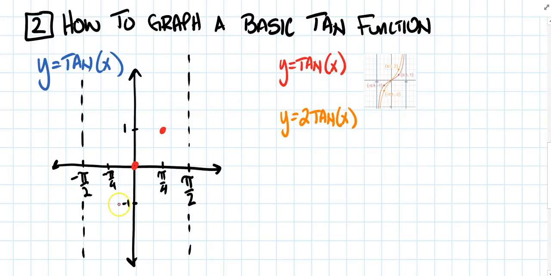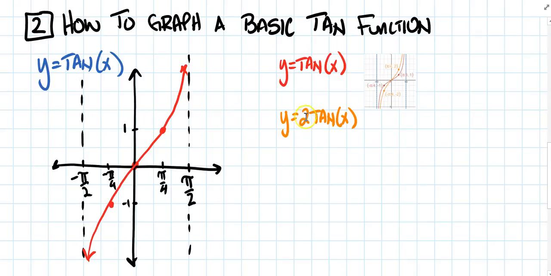So therefore, pi over 4, negative 1 would work. Now if I were to fill in all the points in between, I would have this beautiful little sketch that would look like this. So this is what we need to be responsible for a basic tangent function, okay? Then the question becomes, well, what happens if we start moving this tangent function around?